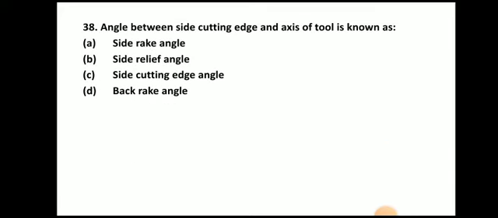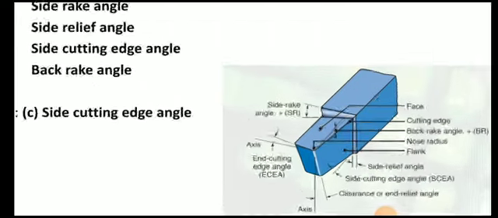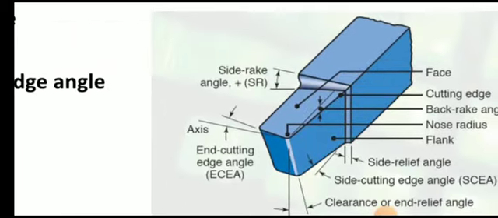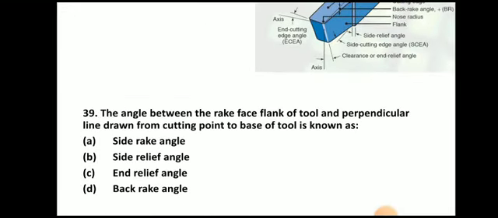Next question. Angle between side cutting edge and axis of the tool is known as. The answer is side cutting edge angle. So here you can see the side cutting edge angle. This is the axis of the tool and this is the side cutting edge. So the angle between side cutting edge and axis of the tool is known as side cutting edge angle.